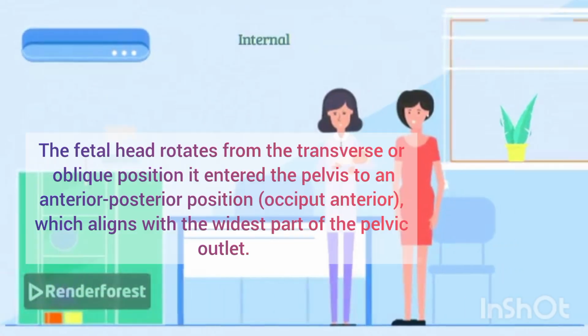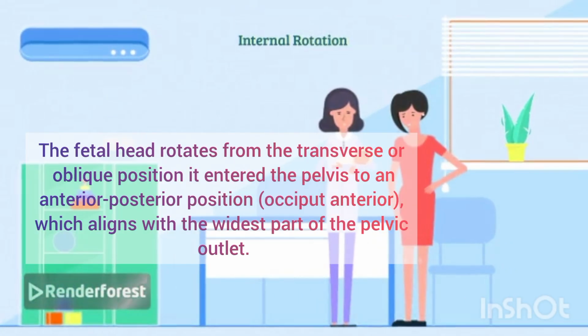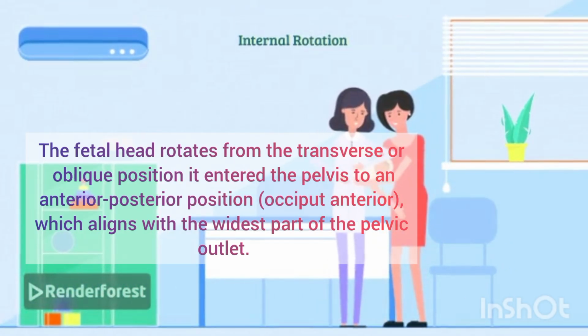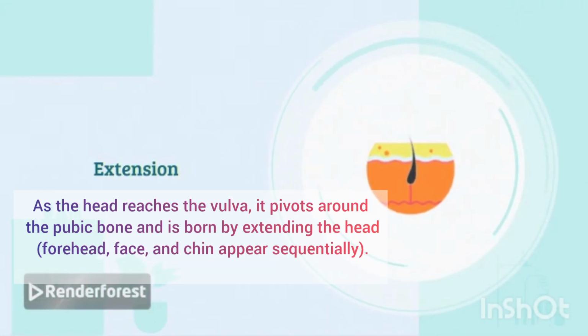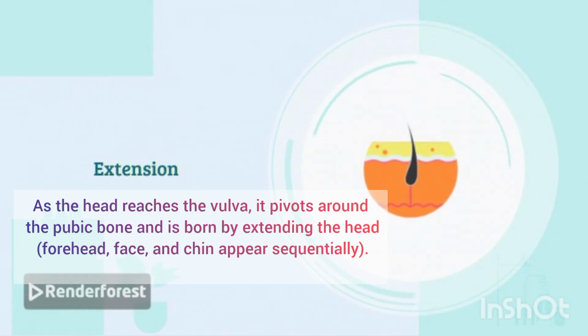The fetal head rotates from the transverse or oblique position to an anterior-posterior position, aligning with the pelvic outlet. As the head reaches the vulva, it pivots around the pubic bone and is born by extending the head, with forehead, face, and chin appearing sequentially.